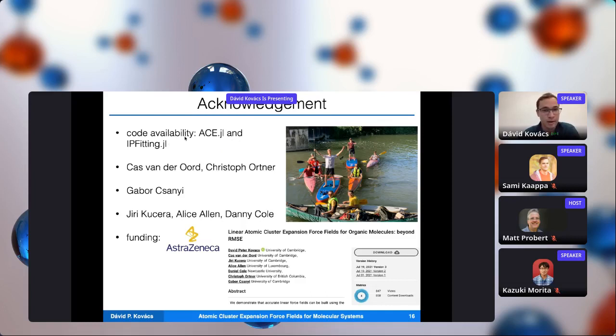The codes that were used for this work are written in Julia. So there are these two Julia packages, ACE.jl and IPFitting.jl. ACE is the actual potentials, and IPFitting is for the fitting. And I'd like to thank Kas and Christoph. Christoph is the main developer of ACE, and Kas, with IPFitting, is a student of Gabor. Gabor, obviously, for the help, and Yuri, Alice, and Danny were also helping in different parts of the project. I'd like to thank AstraZeneca for funding, and I'd like to point you to this beautiful preprint that we have on ChemRxiv with all the results and a lot more. Thank you.